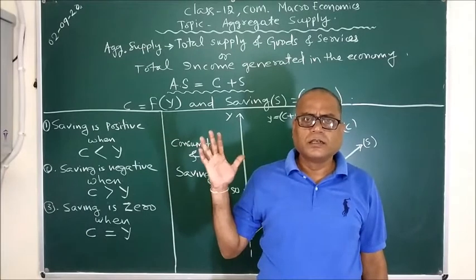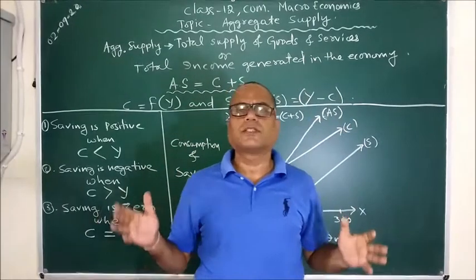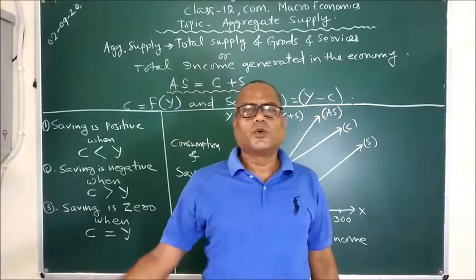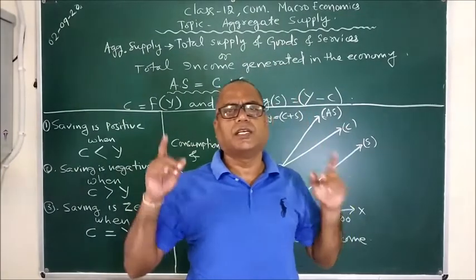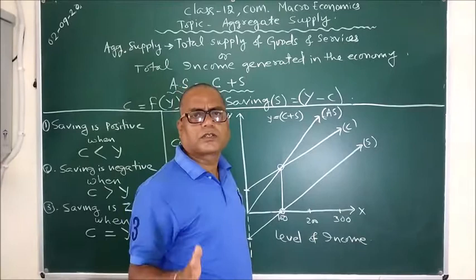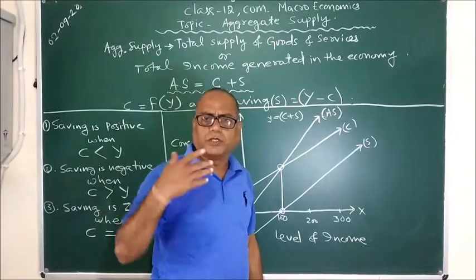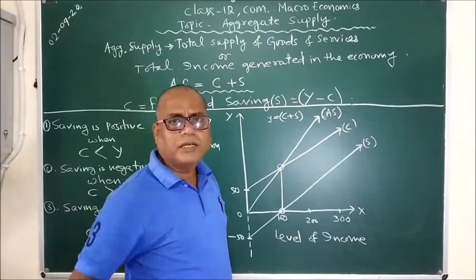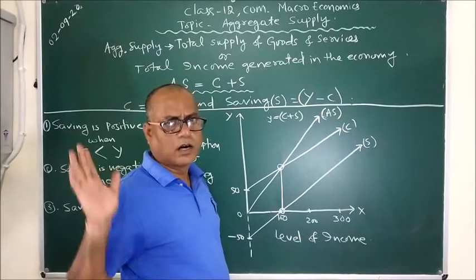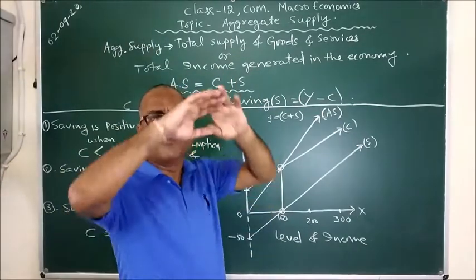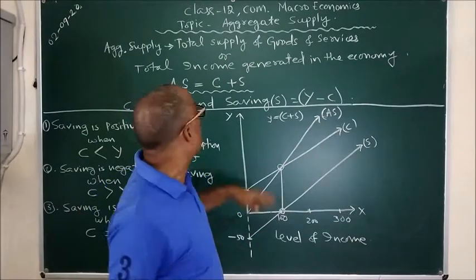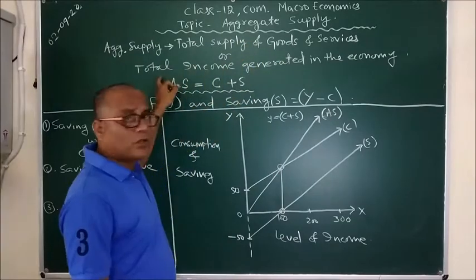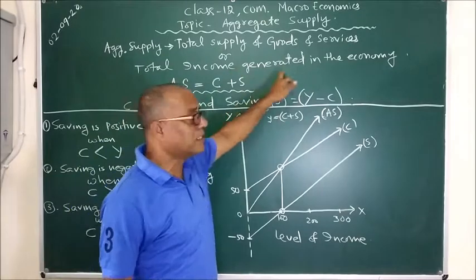So now think, the total supply of goods and services in an economy in one accounting year means the total production of goods and services in the economy. So how much goods is produced, that much is supplied, and that much income is generated in the economy. The volume of supply and the volume of income generation is always equal. That's why aggregate supply is total supply of goods and services or total income generated in the economy.